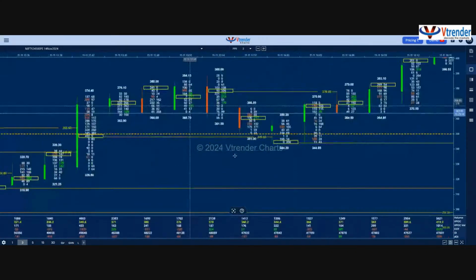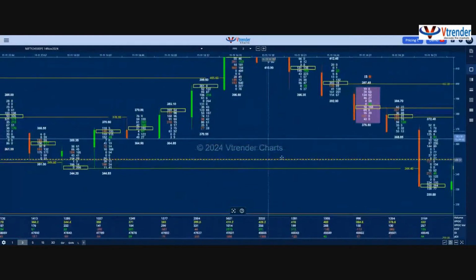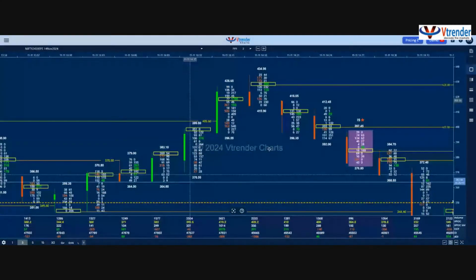So this is how you want to look, and till the time you don't get an IS, you would want to be long in the put trade. So here you can see we've got an RS and you got this IS signal in 227. This is a very clear signal that you need to come out of your long PE trade.